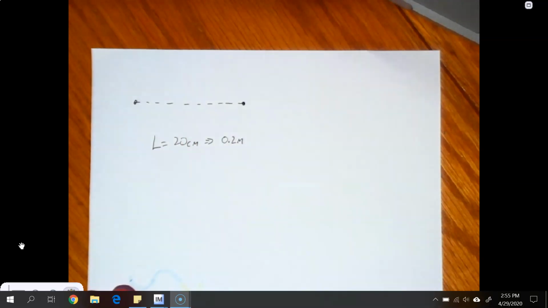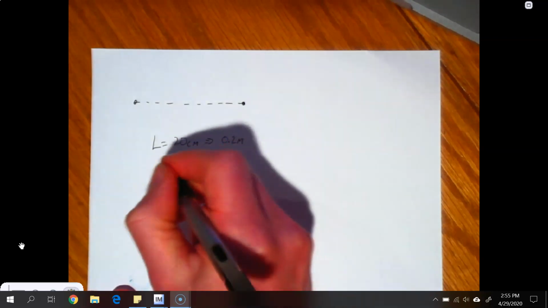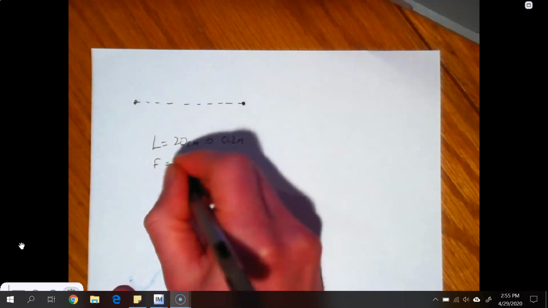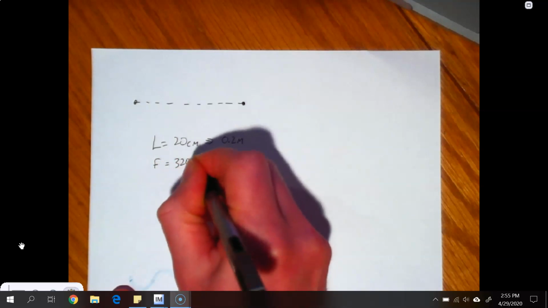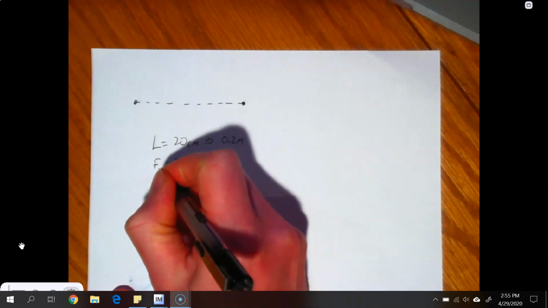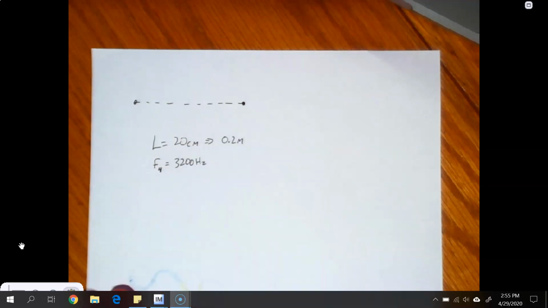All right, that vibrates in the fourth harmonic with a frequency of 3200 hertz. So 3200 hertz. And since this is the fourth harmonic, I'm going to call this F4, just to remind myself, hey, this is the fourth harmonic. All right. Step one is to draw this wave.